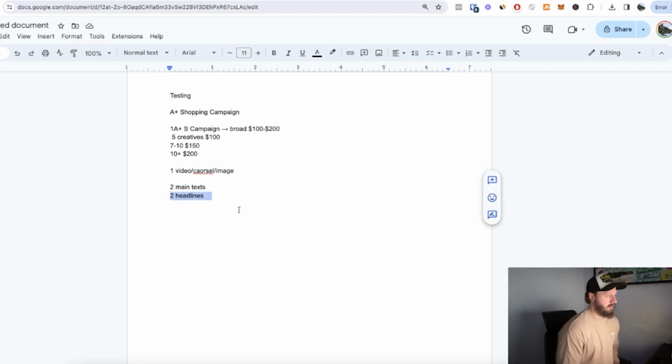But in other cases, certain creatives are more built for middle of funnel or bottom of funnel. And that's why I don't set up retargeting campaigns anymore. I just do it this way.